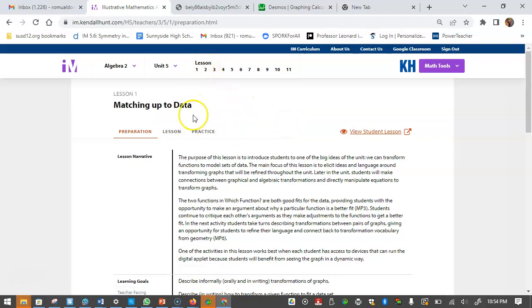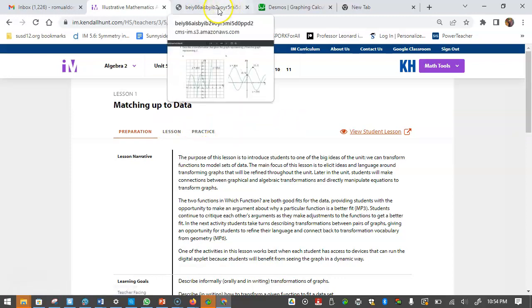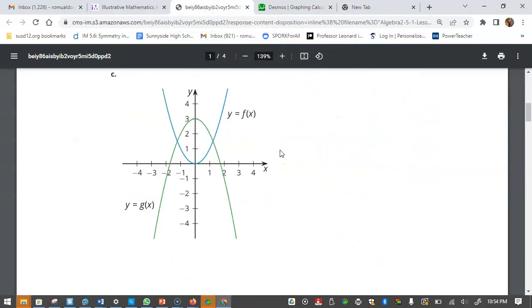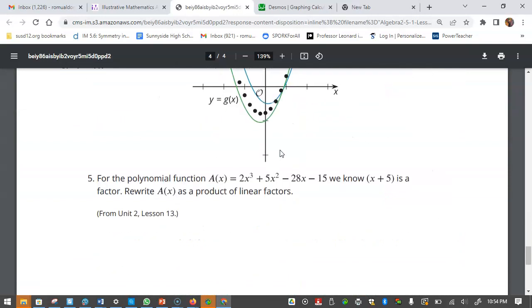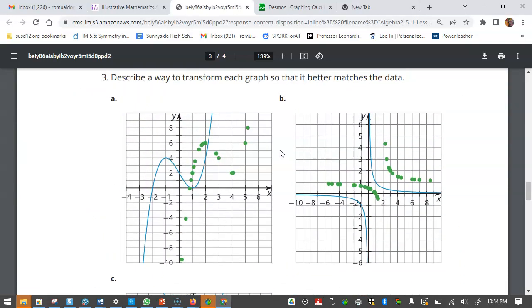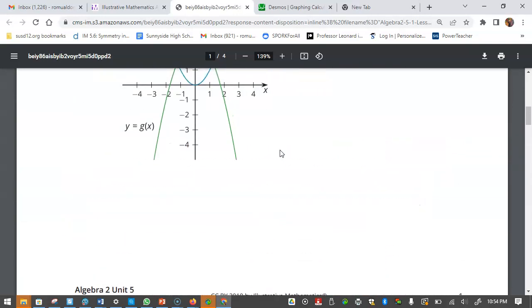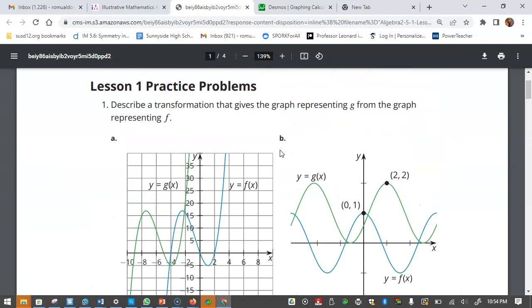Now I'm going to go straight to the practice problems. There are only 5 questions, so we have a lot of time. I want you to write all the steps that I'm showing you, how to go about figuring out what's going on. Now, practice problem 1, there are 3.